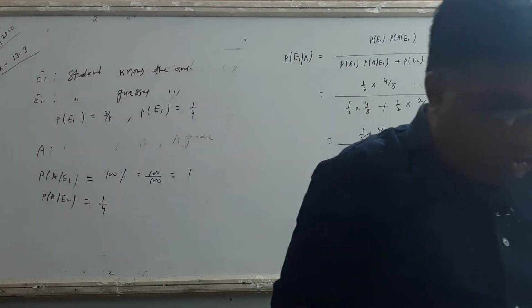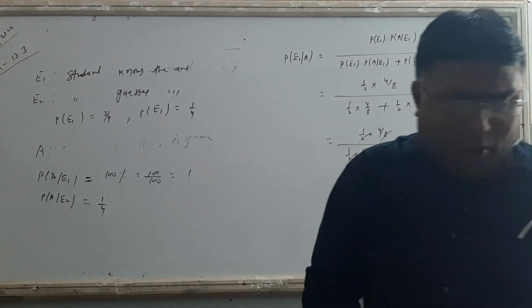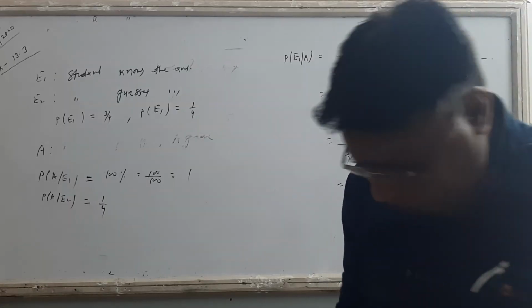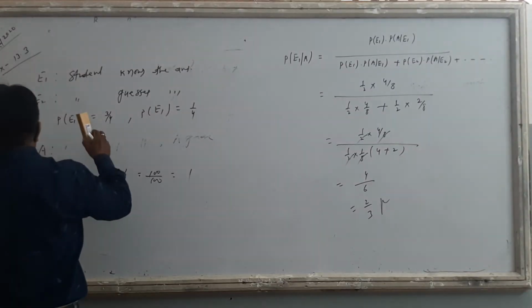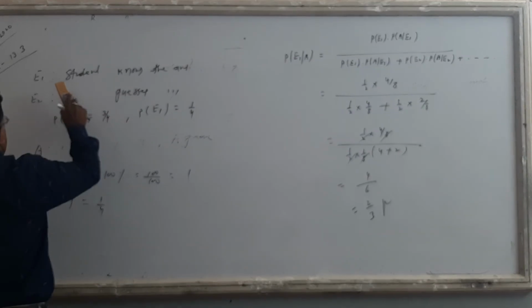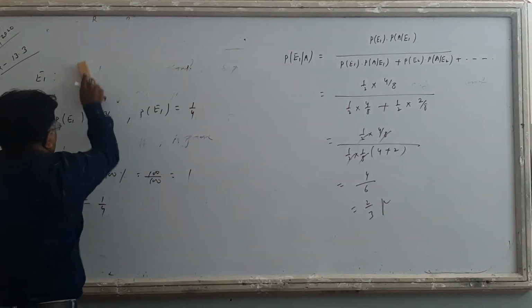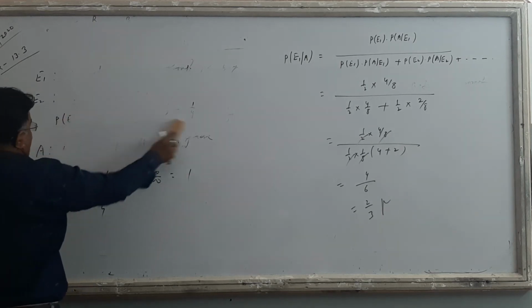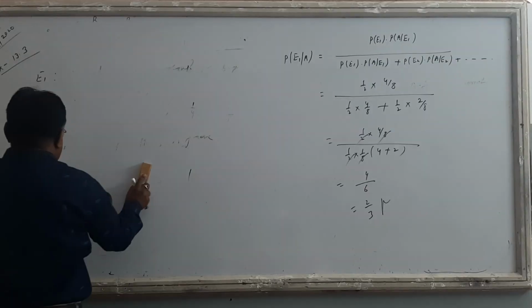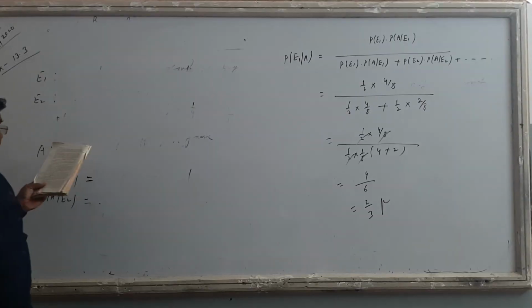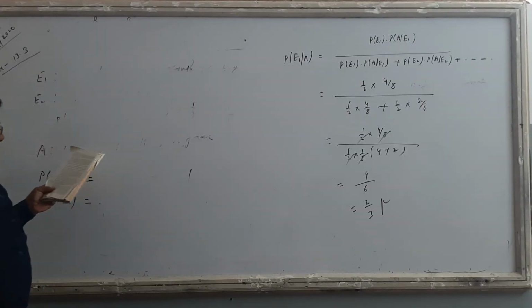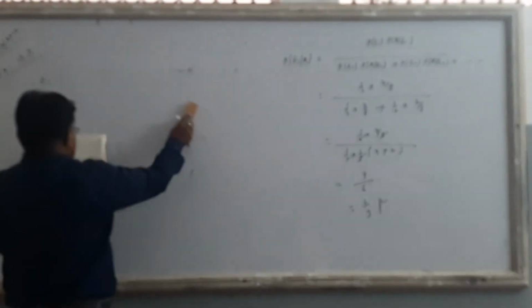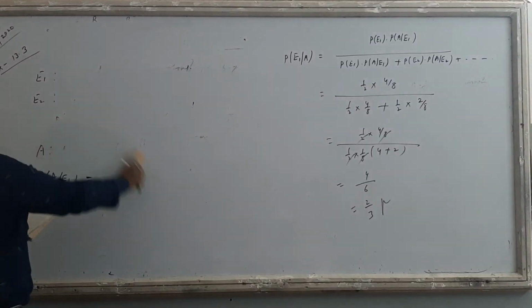Now question number 6. There are 3 coins, and one is the two-headed coin, having head on both faces. Another is a biased coin. Second coin, that comes up head 75% of the times. And third is the unbiased coin.